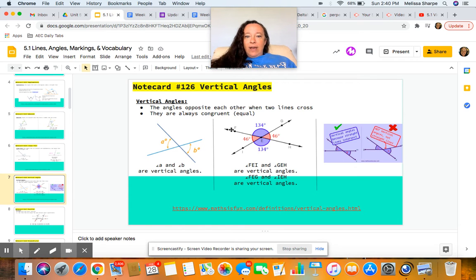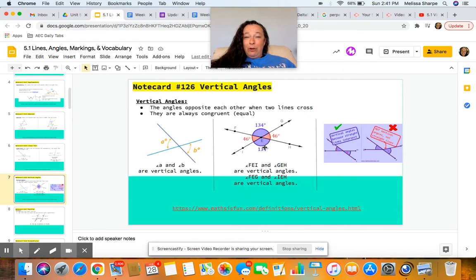Over here, angle FEI and angle GEH, the ones in dark pink, are vertical angles and they're congruent. So this one actually has degrees written. So they're 46 degrees, both of them. So if you took a protractor and measured, they would be the same. They'd be congruent. Angle FEG right here and angle IEH are also vertical angles and they are congruent.